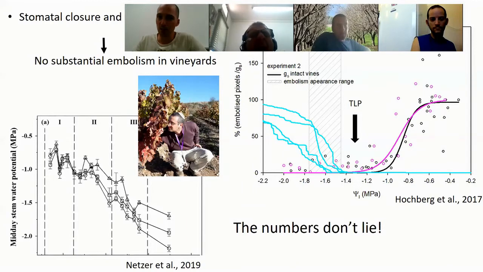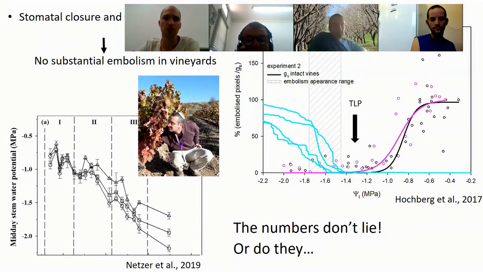And in fact, other people that did vulnerability curves with non-invasive methods using micro-CT, MRI, and also the optical vulnerability method suggested that grapes are even more vulnerable. They found their P50 sometimes to be at minus 1.4, 1.3, and even 1.2. Okay, so it seems like there is a lot of cavitation. The numbers don't lie, but my feeling was that the numbers do lie. Okay, and why am I saying that the numbers lie?